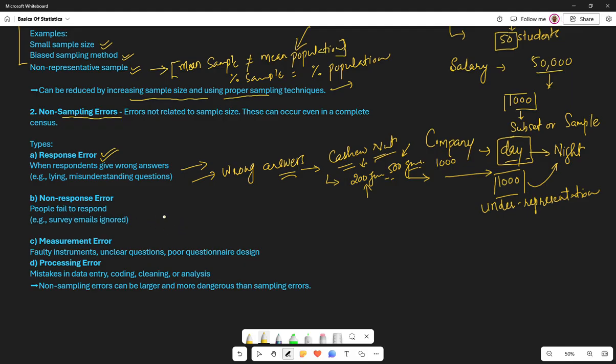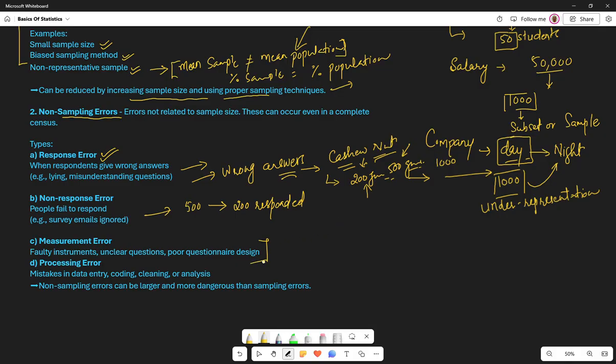Second is non-response error, right? People fail to respond. Like I've sent an email to 500 people, right? And out of 500, only 200 have responded, right? And 300 failed to respond. They did not see the email, or maybe they didn't want to respond, right?